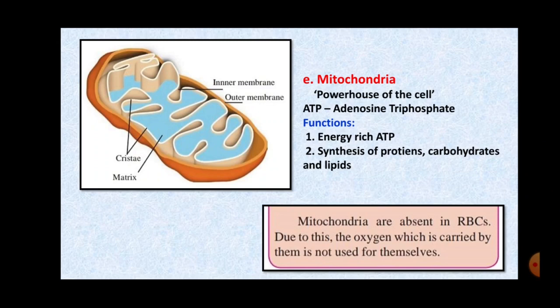And then this RBC carries the oxygen to the different parts of the body. So, when the oxygen is carried by the RBCs, they do not use it for themselves. That is why the mitochondria are absent in them, because mitochondria synthesize the proteins, carbohydrates and lipids and produce energy, right? So that is the reason why mitochondria are absent in RBCs or red blood cells.